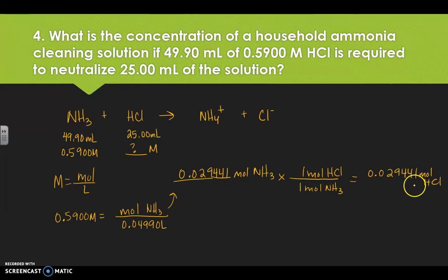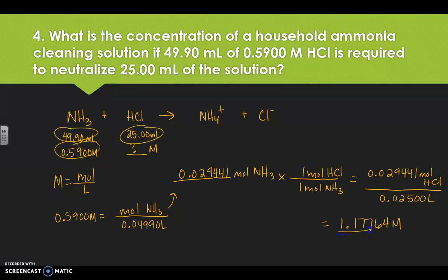Okay, we're good so far, right? Well, now we need to find the concentration. So to get the concentration, we need moles over liters. So we put moles over 0.02500 liters, and then we divide. And the calculator gives me 1.17764 molarity. 4 significant figures, so we're going to keep that right there, and it becomes 1.178 molarity HCl. And there's your answer. This is easy stuff, right? Okay, it should be easy.